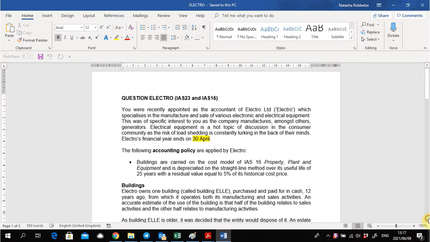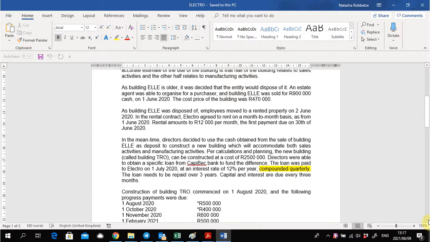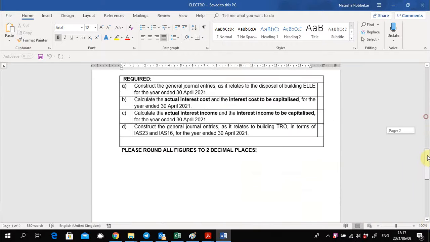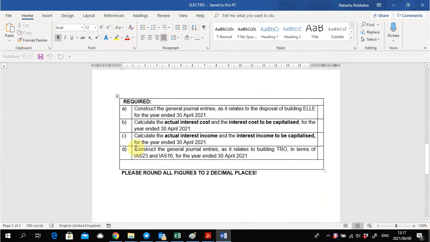So I'm just quickly going to go back to D and make sure that we are on the same page with regards to the required part. It says construct the general journal entries for building Tro in terms of IAS 23 and IAS 16 for the years ended 30 April 2021.